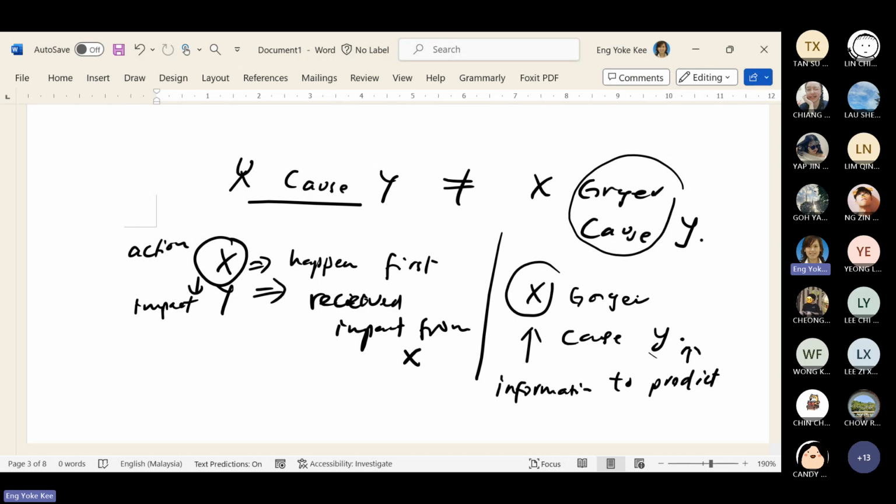Like that only. Okay, so in the short run, when we talk about dynamic causal, it means that we are looking at this: does X contain information to help us to predict Y or not? Okay, so this is another uniqueness of time series data that you can use to study it.